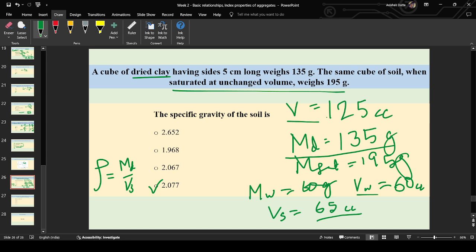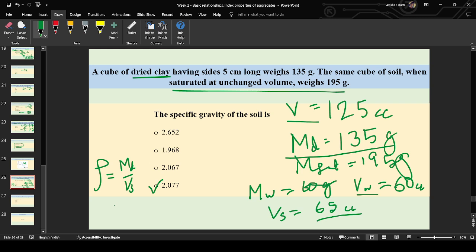First of all, the value of the volume needs to be found out. The mass of the dry soil is given. The mass of saturated soil is given. Find out the mass of the water, then convert it into the volume of water, 1 gram equal to 1 cc. Then find out the volume of the soil solids. Once you get the volume of the soil solids, you can put the formula Md by Vs, mass of dry soil by volume of soil solids.